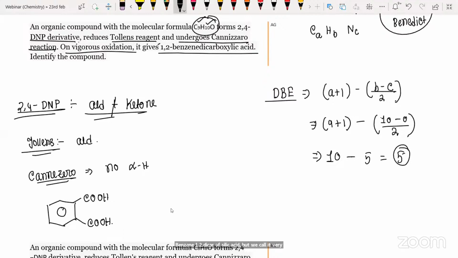Correct? Gabriel phthalimide, no, not phthalimide here. In Gabriel phthalimide, phthalic acid plus ammonia, we react them together to get phthalimide. Correct? So this is the molecule, phthalic acid. Now we get it by vigorous oxidation.